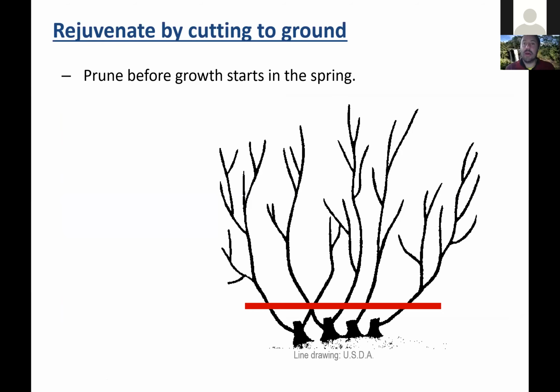The next type of pruning is the really dramatic one that oftentimes upsets people the first time they do it, and that's rejuvenation. So this is where we prune a shrub back within like 3 to 6 inches of the ground. Ideally, from a plant health perspective, we do this before the growth starts in the early spring. So here are some really dramatic pictures of that.